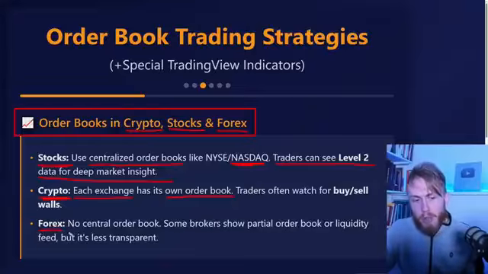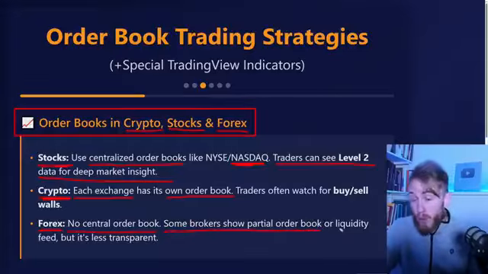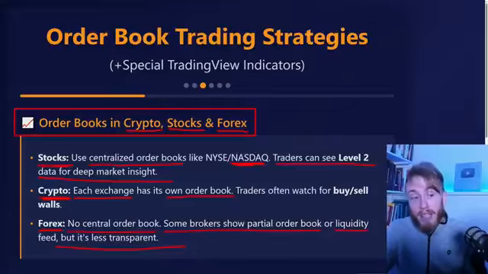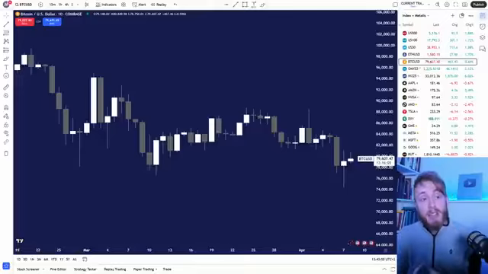However, when it comes to Forex, we have no central order book. Some brokers show a sort of partial order book or liquidity feed, but it's much less transparent. So I would say that the stock market is the most transparent one, then crypto, then Forex. Right, so now let's jump into TradingView, because now I want to show you guys the best indicators for order book trading, at least in my personal opinion.